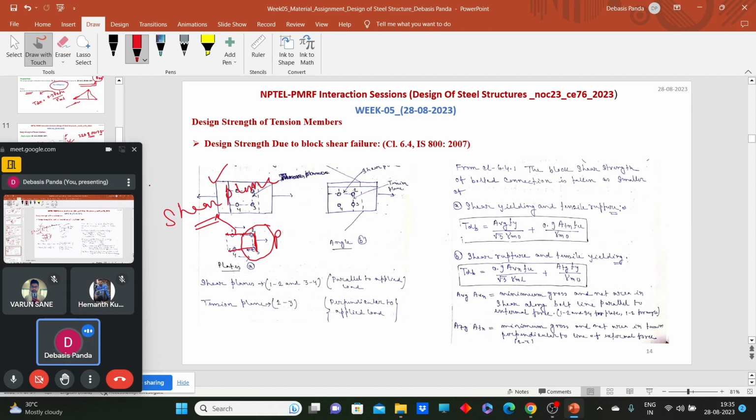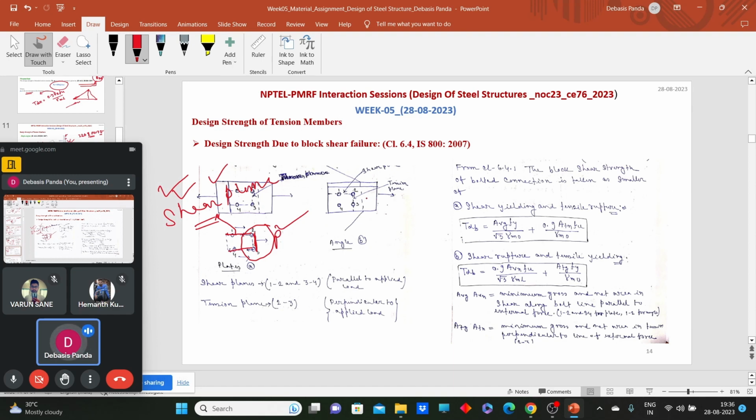My shear plane can yield and the tension plane rupture, that is one case. Second case, the shear plane can rupture and the tension plane yield. Or simply, we have to consider first the rupture of the shear plane and yielding of the tension plane, and secondly the yielding of the shear plane and rupture of the tension plane.